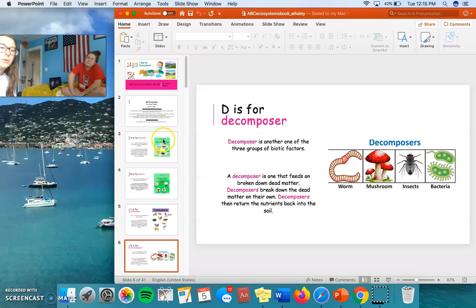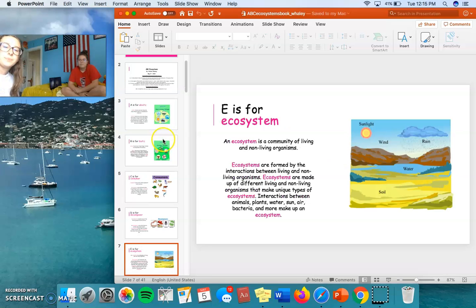D is for decomposer. Decomposer is another one of the three groups of biotic factors. A decomposer is one that feeds on broken down dead matter. Decomposers break down the dead matter on their own. Decomposers then return the nutrients back to the soil. And we have worms, mushrooms, insects, and bacteria. So this is our second type of biotic factors. And what's a biotic factor again? Something that's living. Awesome job. Are you a biotic factor? Yes. Yes, good job.